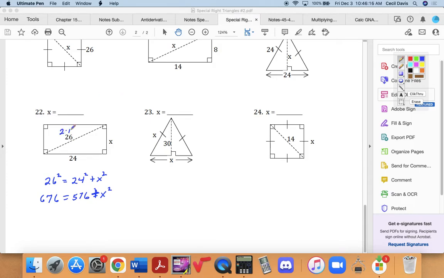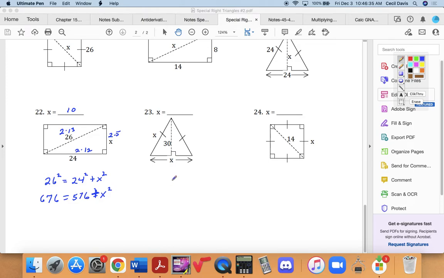This is 2 times 13. This is 2 times 12. So this is 2 times something. Oh, it's 5. It's a 5, 12, 13 triangle. Okay. Okay? All right, then on this one, tell me what you did, please, ma'am.